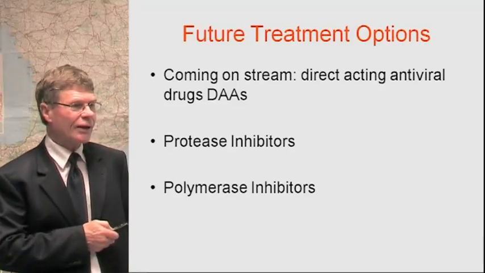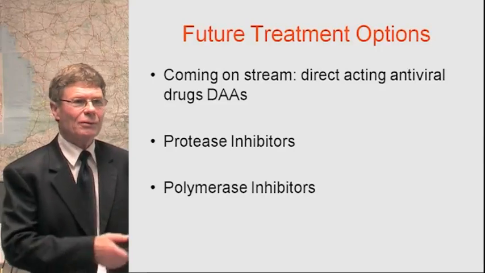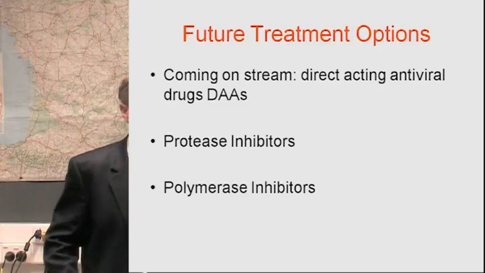So if you're genotype 1 and had low fibrosis score, would you take PEG interferon and ribavirin? Now, I probably wouldn't. I'd be waiting for one of these. It might take 3 to 5 years, but it might be worth it.